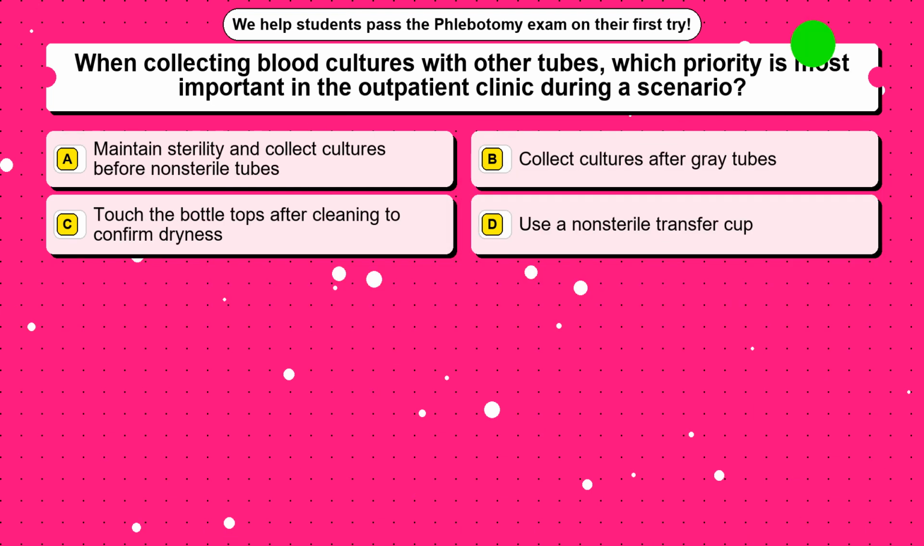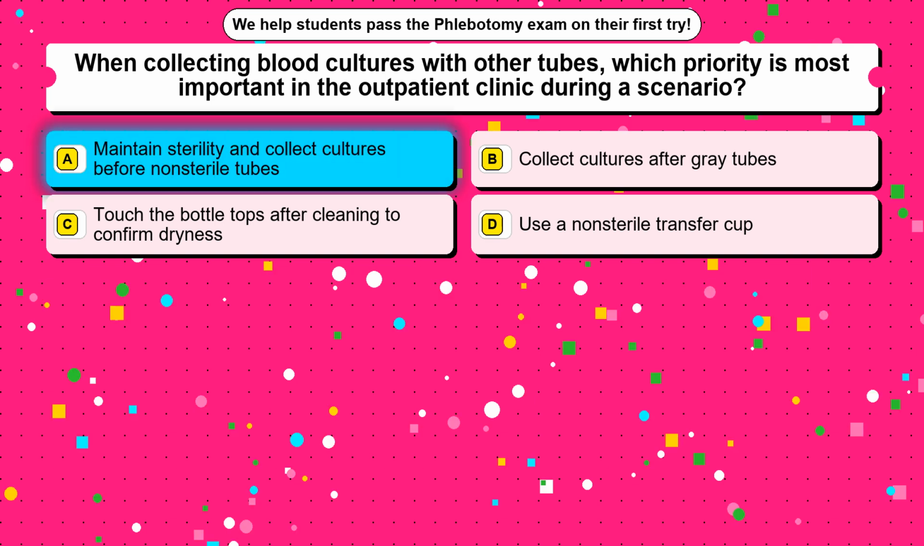Question 52. When collecting blood cultures with other tubes, which priority is most important in the outpatient clinic during a scenario? Option A. Maintain sterility and collect cultures before non-sterile tubes. Option B. Collect cultures after gray tubes. Option C. Touch the bottle tops after cleaning to confirm dryness. Option D. Use a non-sterile transfer cup.